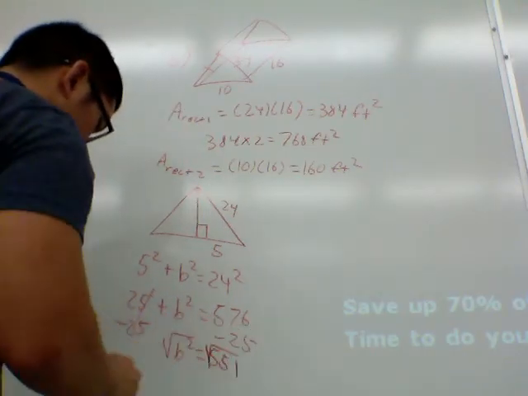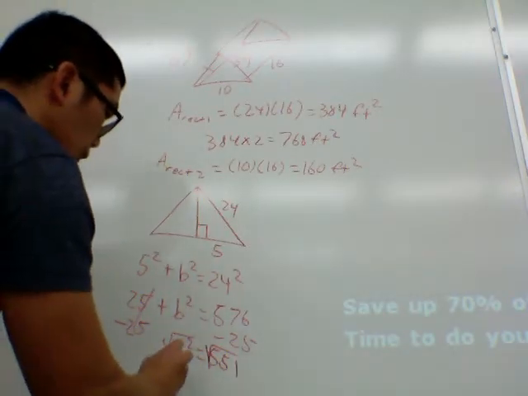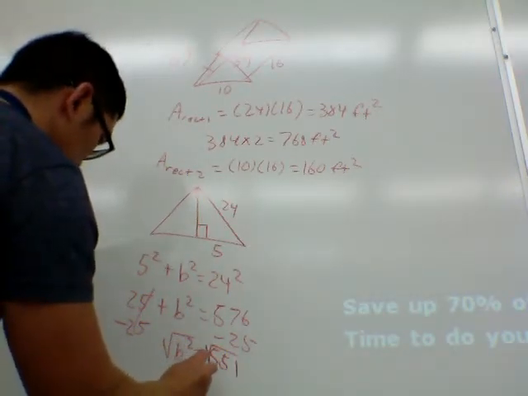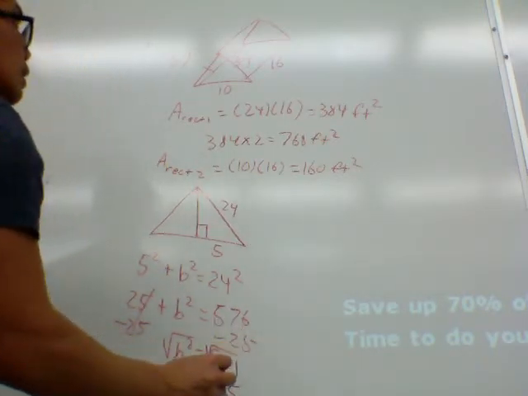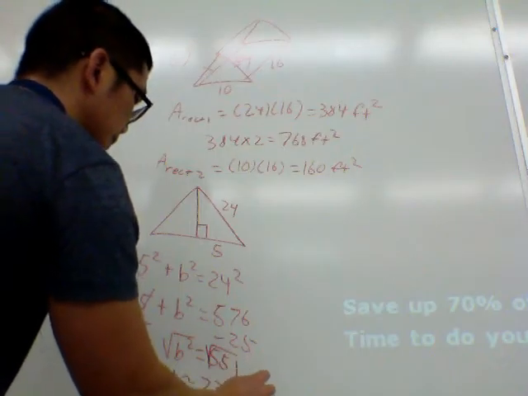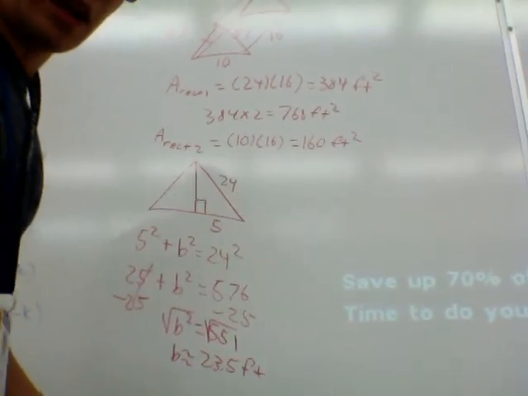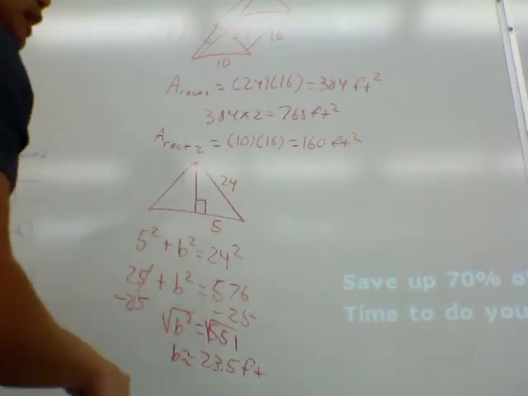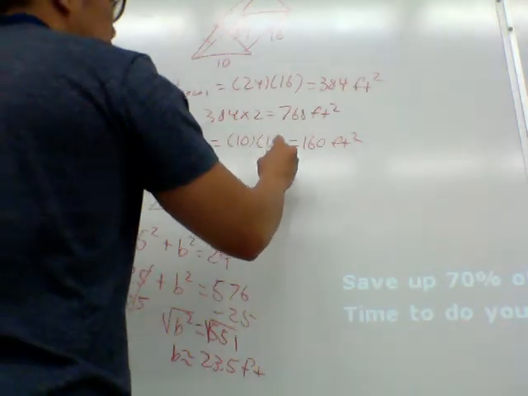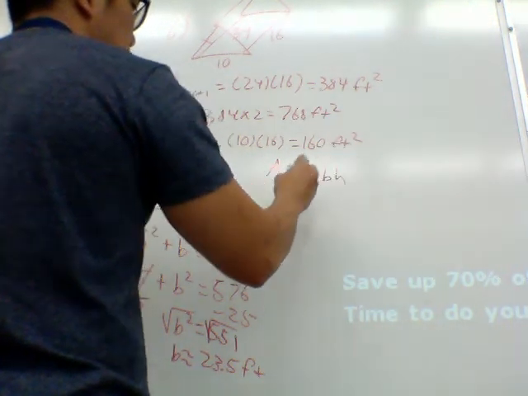I square root both sides, and b, we'll estimate it to around 23.5 feet. Okay? So that's just an estimate right there. I rounded it. So now we can find the area of the triangle. The area of the triangle is equal to 1/2 base times height.